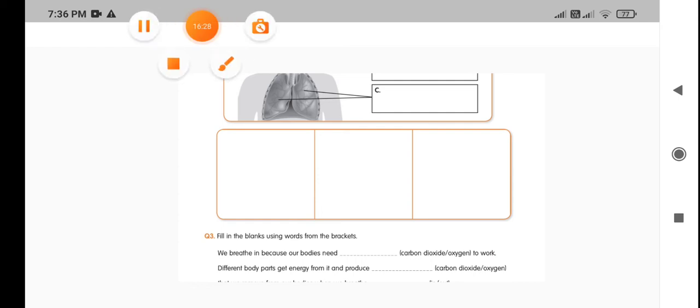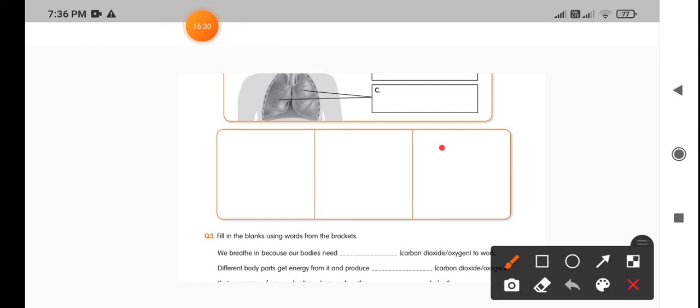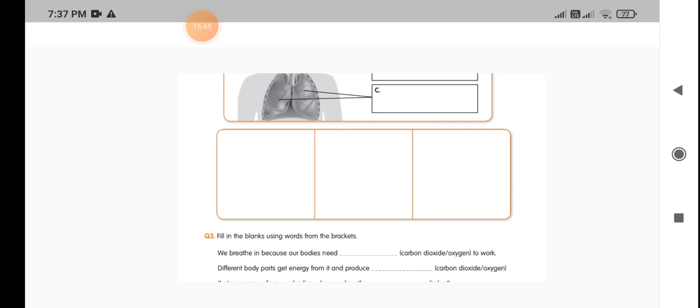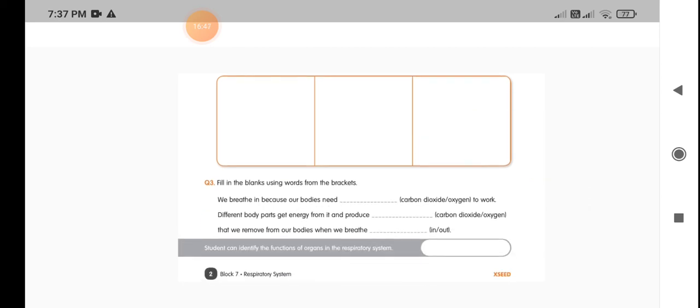And the lungs are helping to exchange the oxygen and carbon dioxide. They take oxygen inside to the blood and they release carbon dioxide from the blood, so that it comes back to the nose. This is all just a hint I gave you. You can write the complete answer. Now fill in the blanks using your understanding.